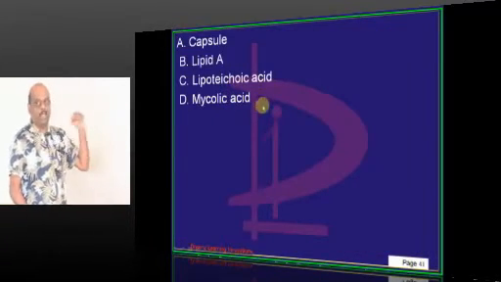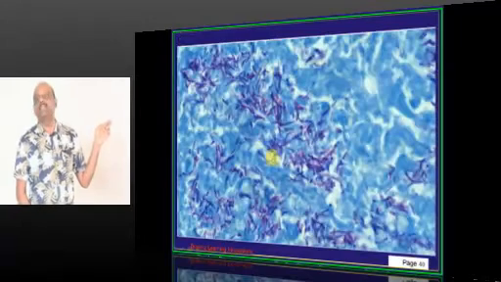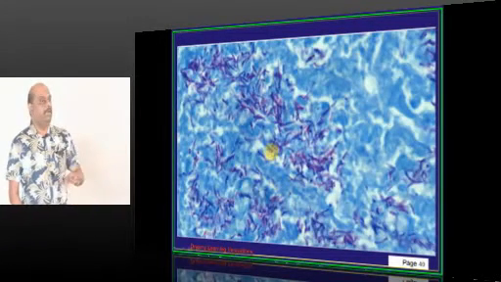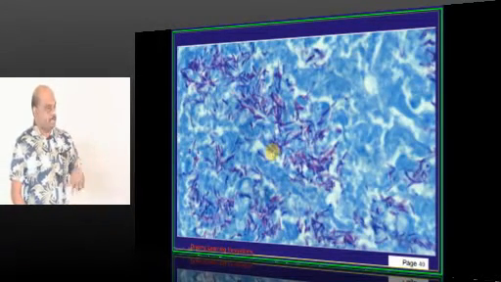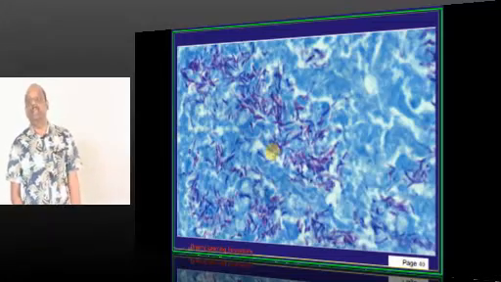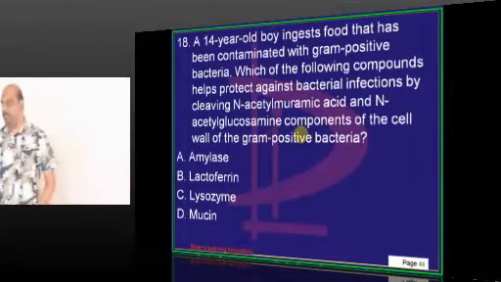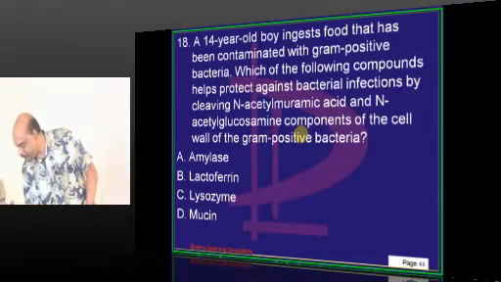So, mycolic acid, this is a Ziehl-Neelsen stain. If you take Mycobacterium, it doesn't stain with Gram, but it stains with the Ziehl-Neelsen, which is based on the presence of the mycolic acid, is what you have to basically remember.